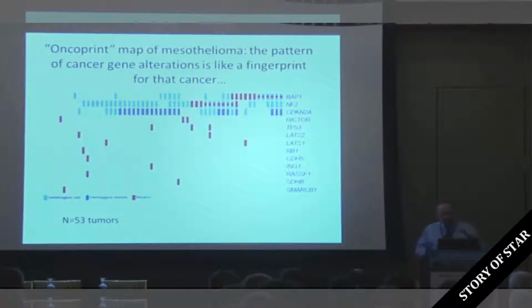And this is another way of displaying this information. So here are the genes that had mutations in the study. And in this instance, each column is a tumor from a single patient, and it shows you the mutations that tumor contained. So you can see that many patients had BAP1 mutations in their tumors, many had NF2 mutations and loss, and many had CDKN2A or P16 losses. So those being the three most commonly mutated genes in mesothelioma.